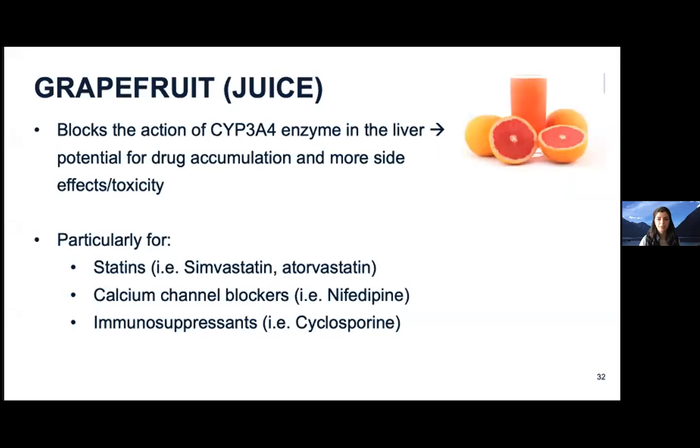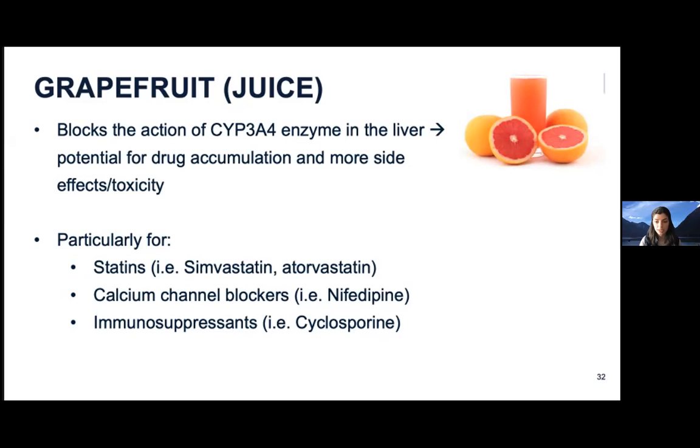A pertinent food-drug interaction is between grapefruits or grapefruit juice and certain medications. There have been multiple studies that have shown that it does have the potential to block the CYP3A4 enzyme in the liver, which, as we've discussed, can potentially cause drug accumulation and more side effects or toxicity. But just so you know, this hasn't been found to be an issue with orange juice, despite them being in the same family. So just something to be aware of.